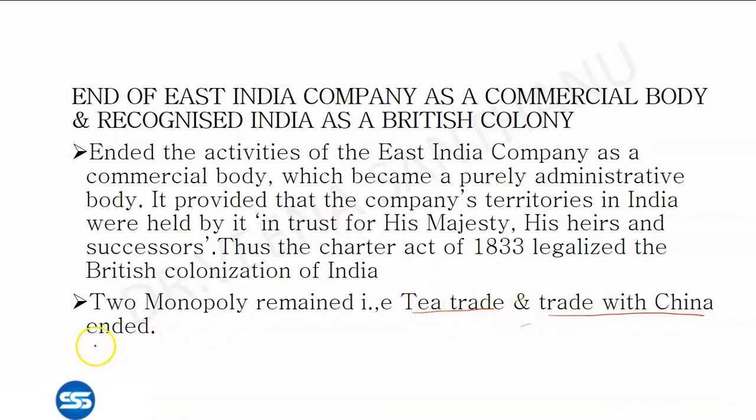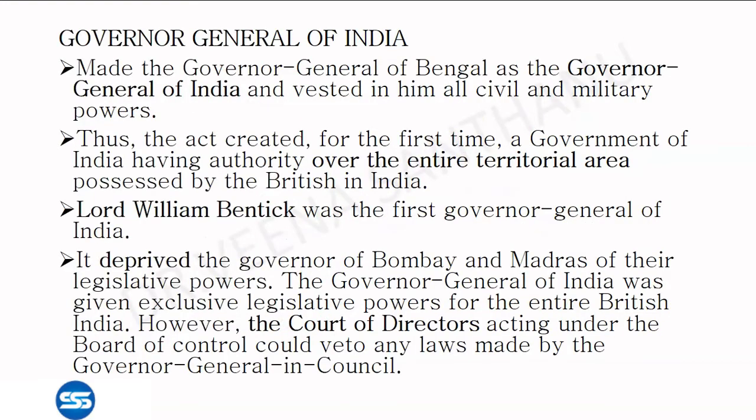These two monopolies got ended in the 1833 Act. So, end of the English East India Company as a commercial body, and the Indian territories were recognized as a British colony. Second change was the Governor General of India.